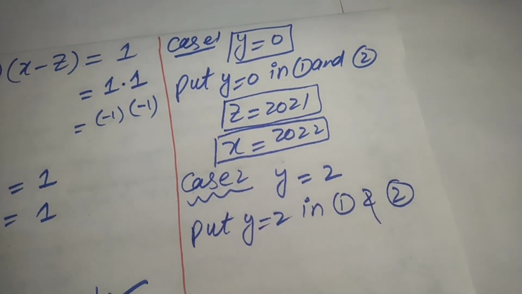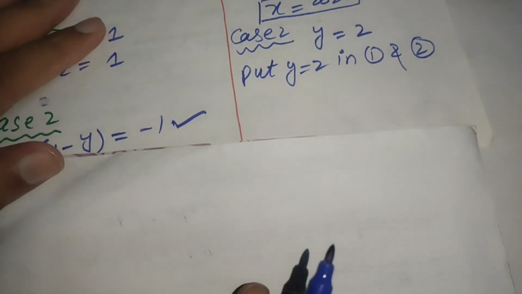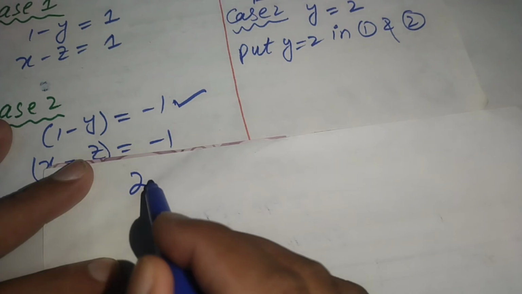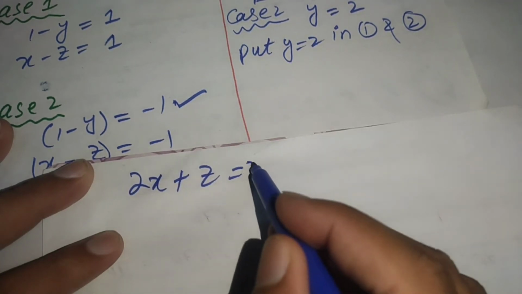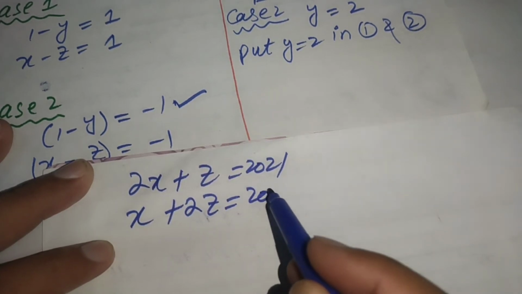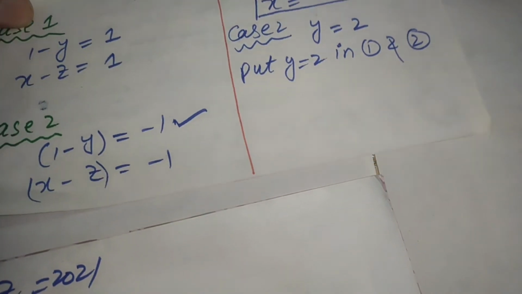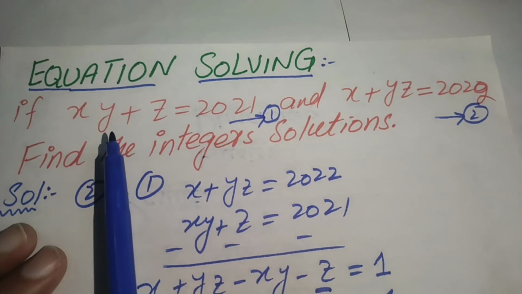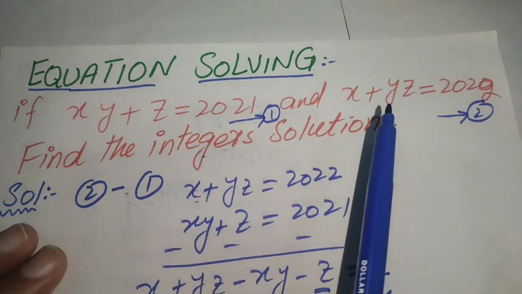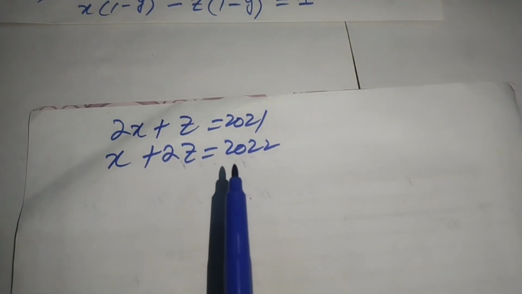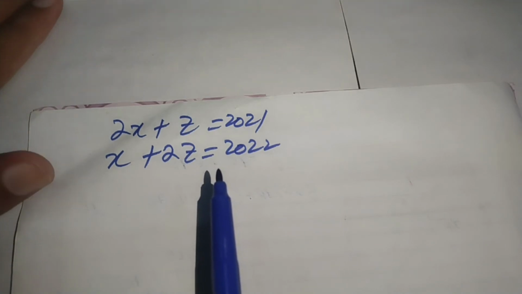When we substitute the value of y in equation number 1 and 2, we will obtain two equations in this form: 2x plus z is equal to 2021, and x plus 2z is equal to 2022. Okay, this is equation number 1 and equation number 2. When we substitute y is equal to 2 here, we get 2x plus z, and here we get x plus 2z. Now we solve these two equations and we will get our final answer.